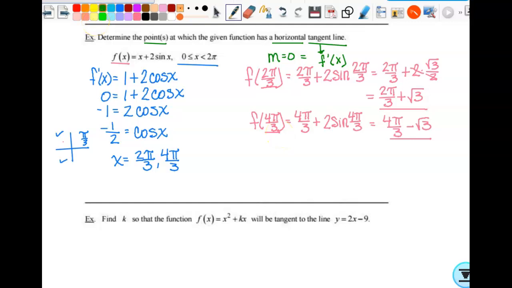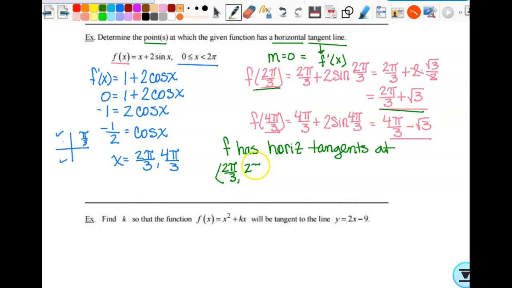So my answer then is I can say f has horizontal tangents. Oh, if I could spell. Horizontal tangents at weird looking ordered pairs, I'll give you that. My x value is 2 pi thirds. That x value gave me this y value, 2 pi thirds plus the square root of 3. And when x is 4 pi thirds, we have 4 pi thirds minus the square root of 3.